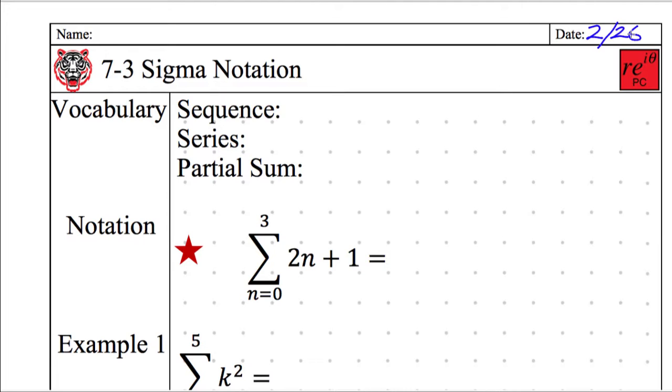So sigma notation. Sigma notation is pretty cool. It's a way of condensing ways of adding things. Before we begin too much, vocab: sequence. What do I mean when I'm talking about a sequence? What is a sequence? Not quite. Give me an example of a sequence.